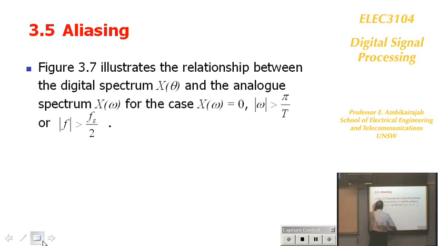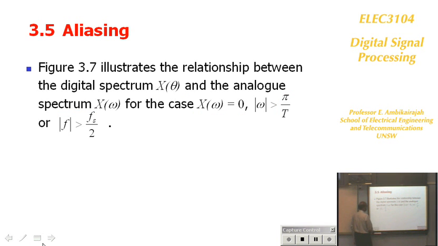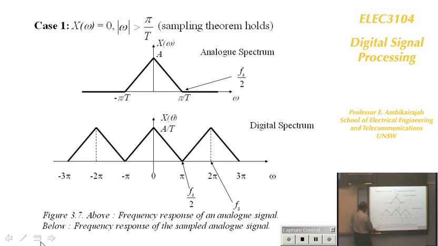So, what is aliasing? Now we come to the point of aliasing. The figure explains the aliasing. X theta and the analog spectrum. In this case, x omega is 0, analog spectrum is 0, when omega is greater than pi over T. And what does that mean? Okay, let's go to the next line. Here is the signal, okay? Case 1. X omega is 0 when omega is greater than pi over T. That's the point pi over T.